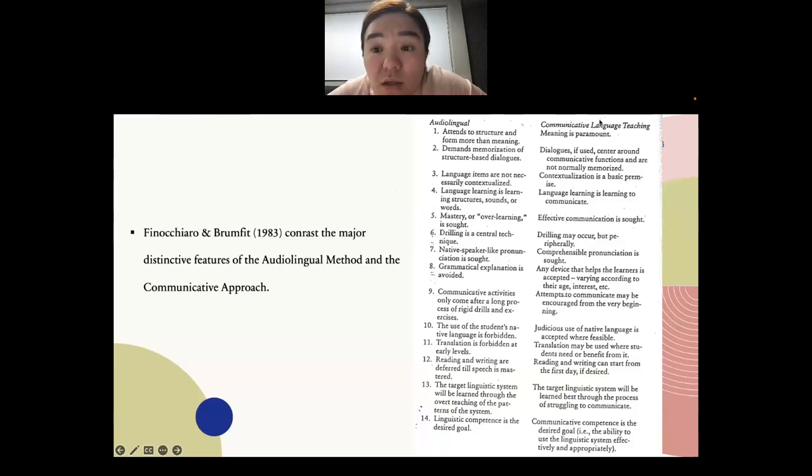However, in CLT, meaning is paramount. Dialogues, if used, center around communicative functions and are not normally memorized. Contextualization is a basic premise. Language learning is learning to communicate. Effective communication is sought. Drilling may occur but peripherally only. Comprehensible pronunciation is sought. Communicative competence is the desired goal. However, in audiolingual, linguistic competence is the desired goal. You see, there are huge differences between the audiolingual method and CLT.